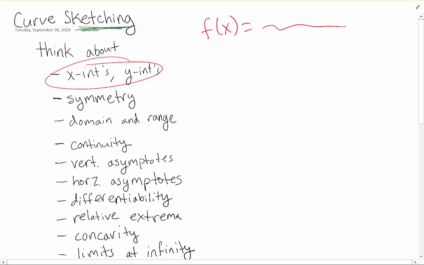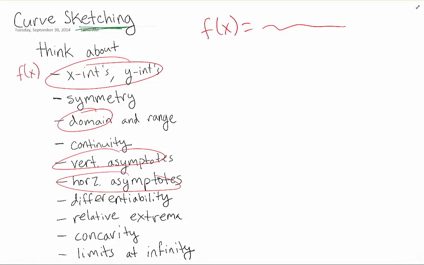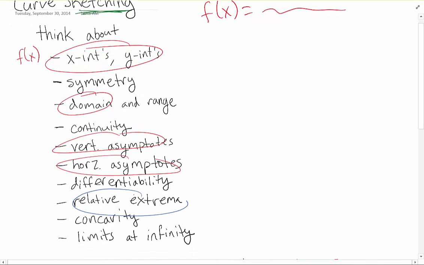Symmetry is nice to know, but it's not as important as domain and vertical asymptotes and horizontal asymptotes. And those are all things that we can find from the original f of x. Then we want to know, okay, how is this graph increasing and decreasing? So we find those relative extrema from f prime, our first derivative. And then finally we think about concavity, which is our second derivative.